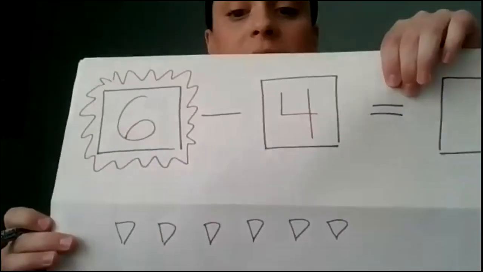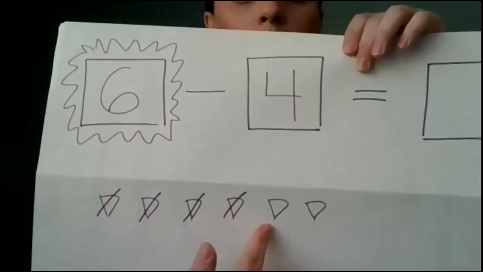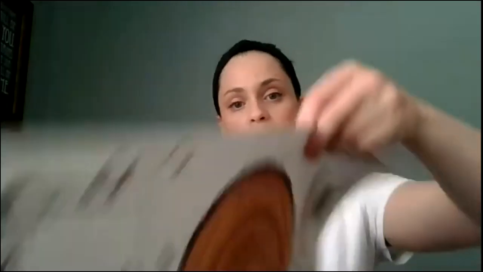You can always just draw like little circles for your pictures. Because we're talking about cake, I'm just going to do little triangles, like slices of cake. So I started with 6. There's my 6 pieces of cake. I'm going to cross out 4 that my family ate. And how many am I left with? 1, 2. 6 take away 4 equals 2.